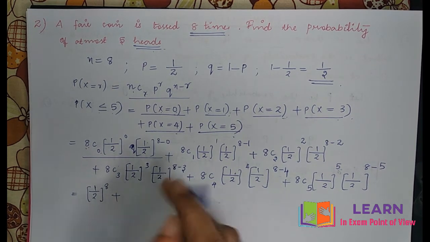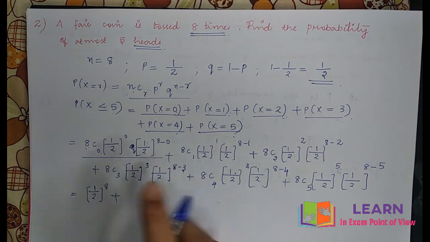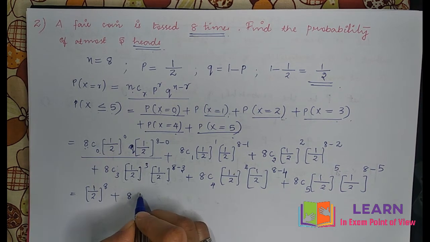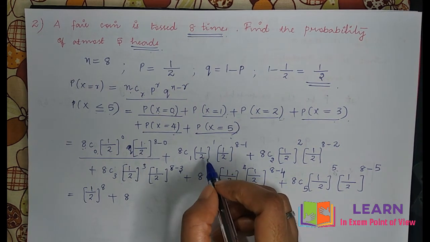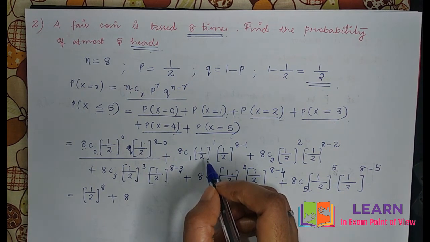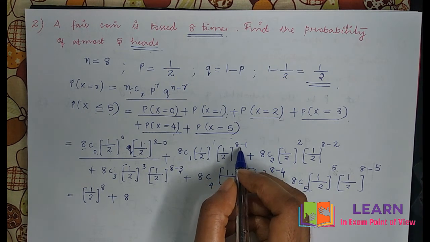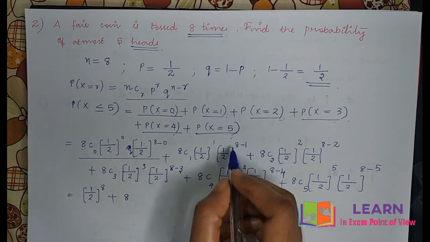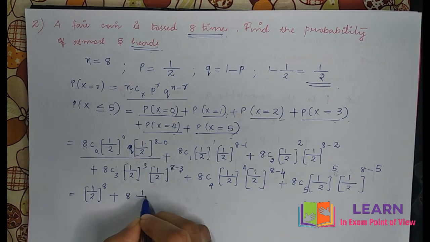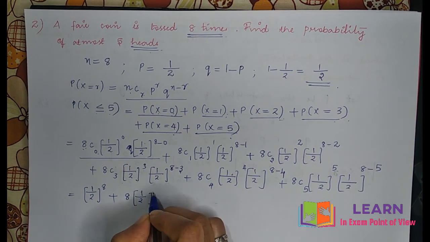Okay. Plus 8C1 is what? 8. What remains here? 1 by 2. Here 7 will come, plus 1, 8. That is, as a whole, (1/2) raised to 8 will remain.